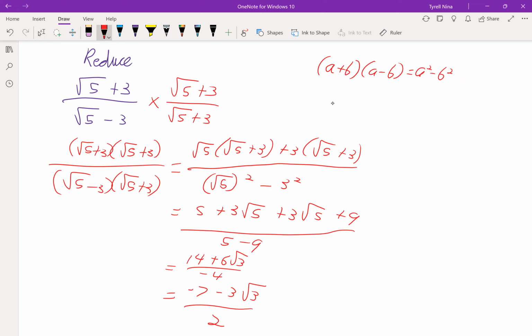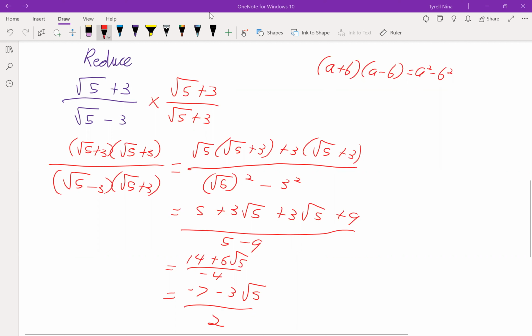Now, if you have the Casio calculator, root 5. So I just divided by -2 because that's the easy way of reducing it.